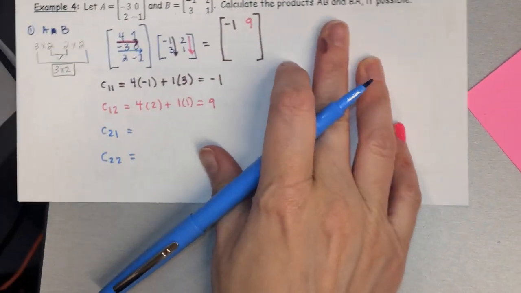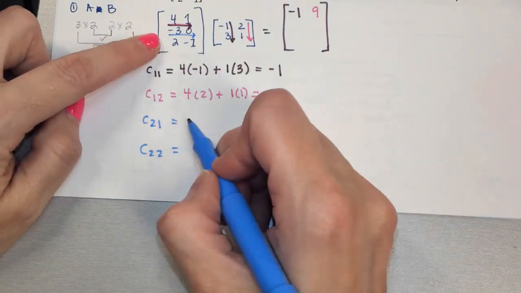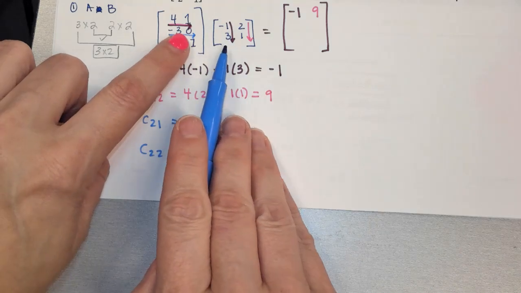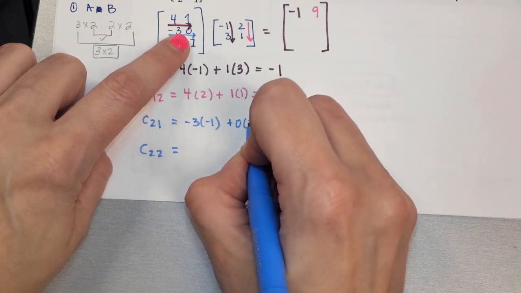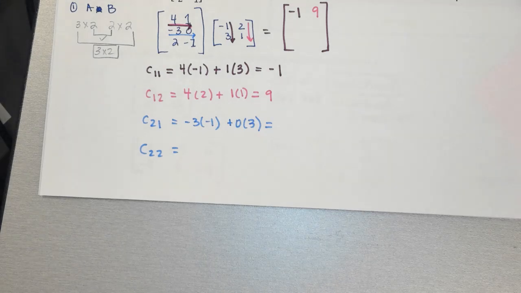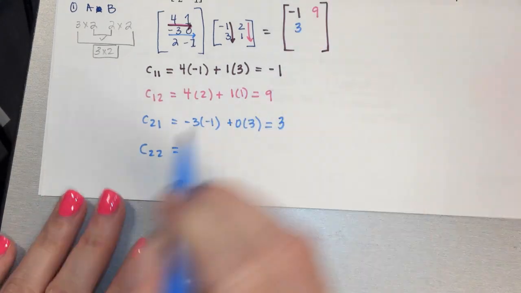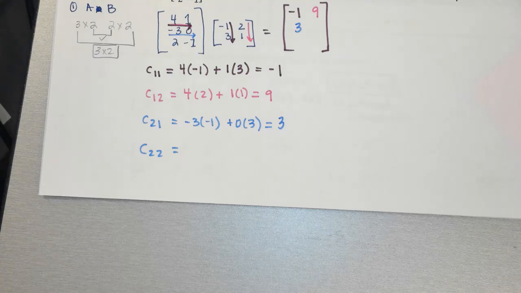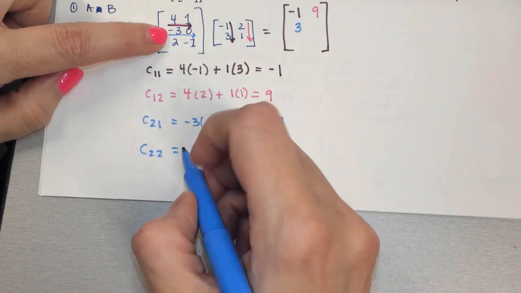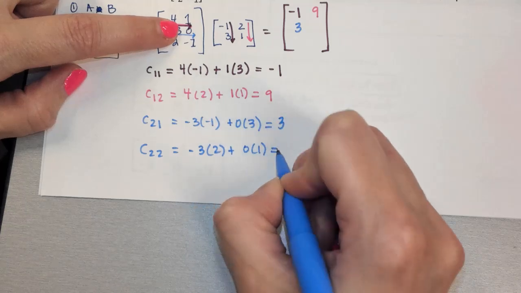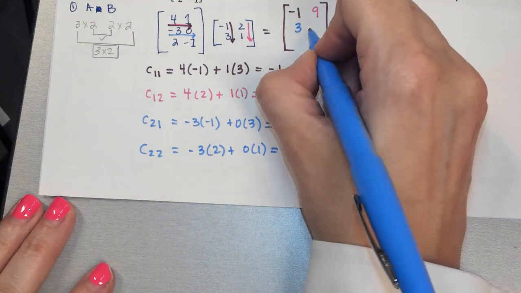All right, and then -3 times -1. So first times first plus 0 times 3. Okay, so you have 3 plus 0, which is going to be 3. So that goes in the second row, the first column. Okay, so then for this one, I'm going to do -3 times 2 plus 0 times 1, which is -6.